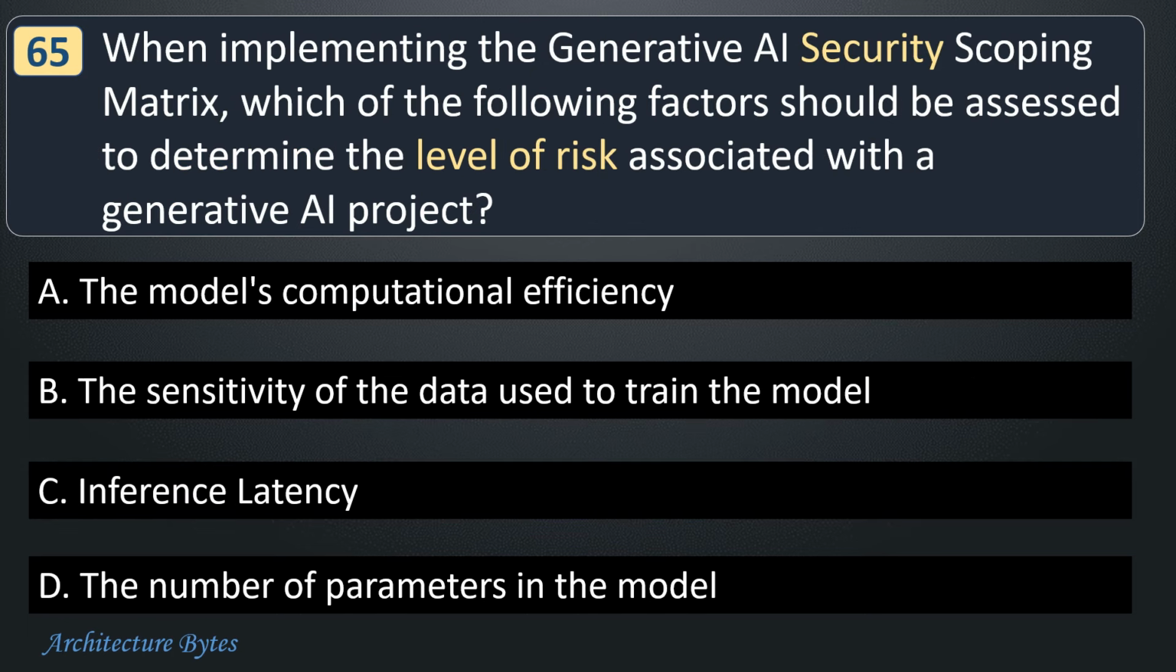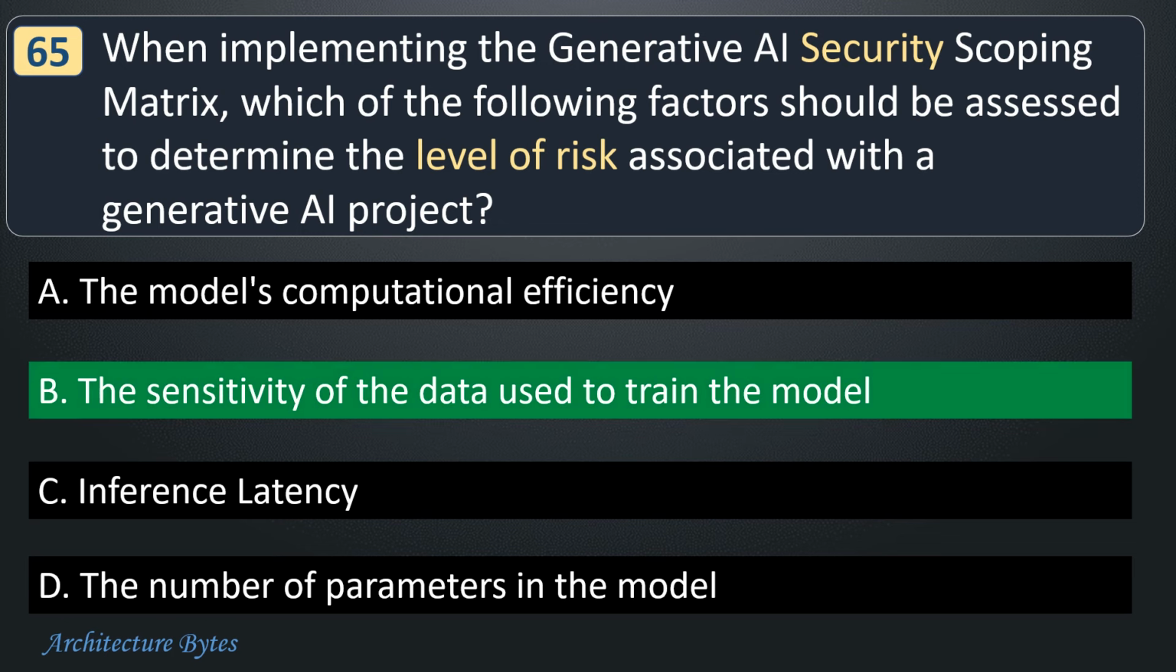When implementing the Generative AI Security Scoping Matrix, which of the following factors should be assessed to determine the level of risk associated with a generative AI project? Option A, the model's computational efficiency. B, the sensitivity of the data used to train the model. C, inference latency. Or D, the number of parameters in the model.